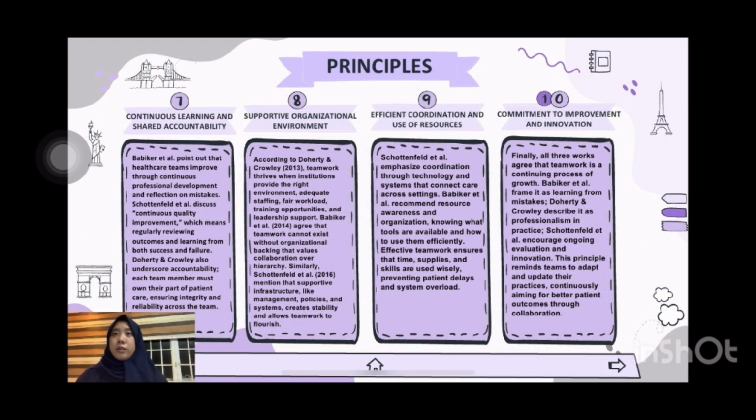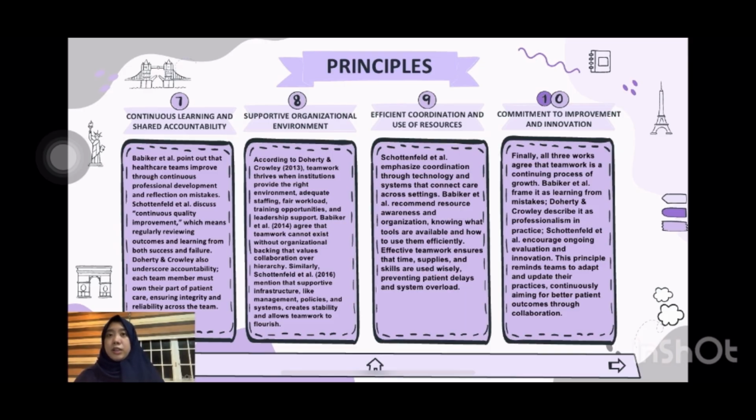Babiker and colleagues point out that healthcare teams improve through continuous professional development and reflection on mistakes. Scott and colleagues discuss continuous quality improvement, which means regularly reviewing outcomes and learning from both success and failure. Doherty and Crowley also underscore accountability. Each team member must own their part of patient care, ensuring integrity and reliability across the team.